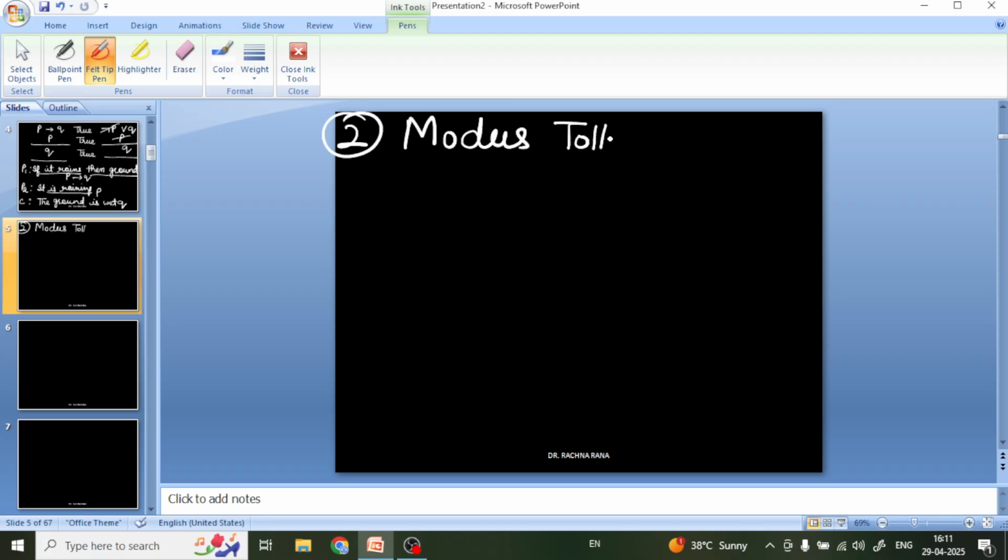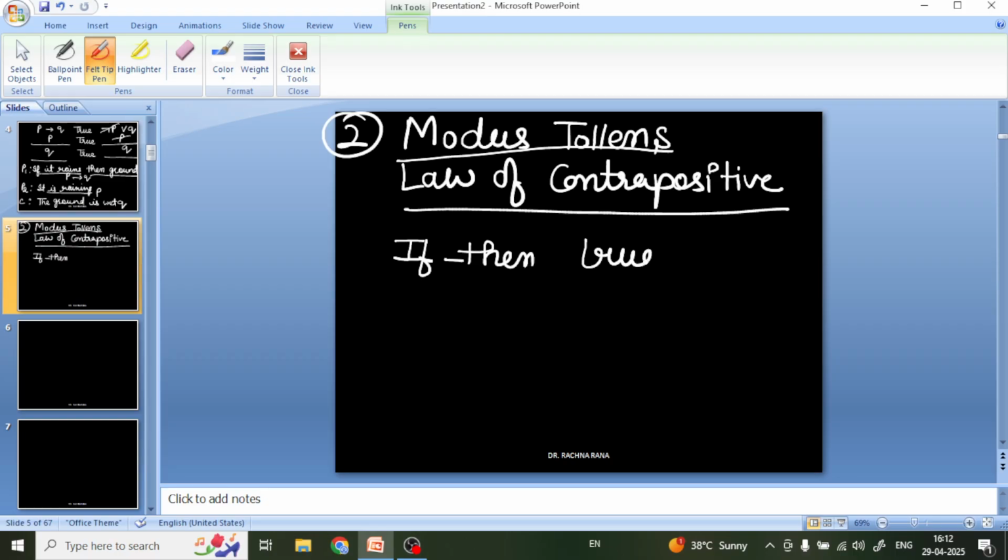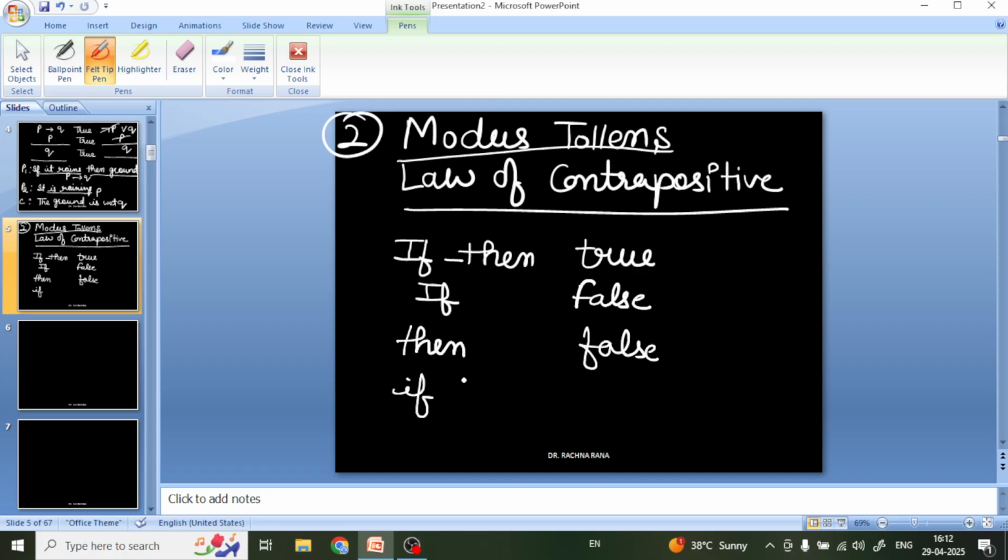The second one is modus tollens. This is the law of contrapositive. If P implies Q is true and Q is false, then P is false. Means if P implies Q and not Q, then the result will be not P.